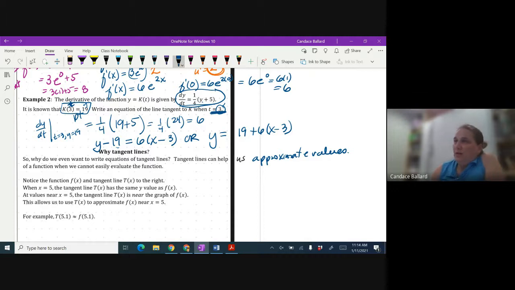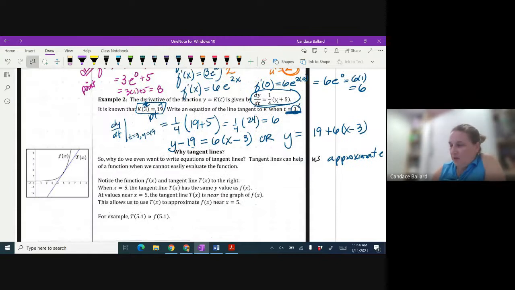What good are they? Okay, so tangent lines can help us approximate values of a function when we cannot easily evaluate the function. I'm sorry, I chopped this part off. So it says help us approximate values is what you need to put, to help you at least understand that. Approximate values.